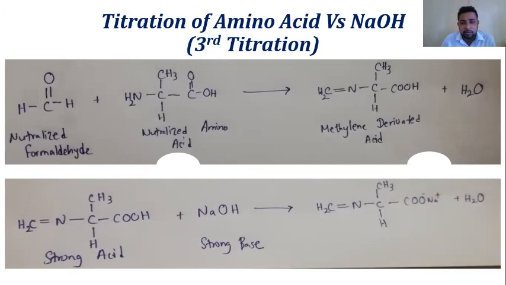Is there any possibility that the mixture of neutralized formalin and neutralized amino acid gets pink before the final titration? No. Why is that? What is the color change of phenolphthalein? What is the color of phenolphthalein in an acidic medium?